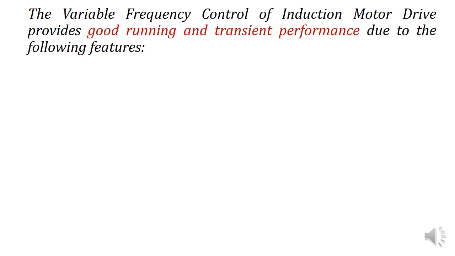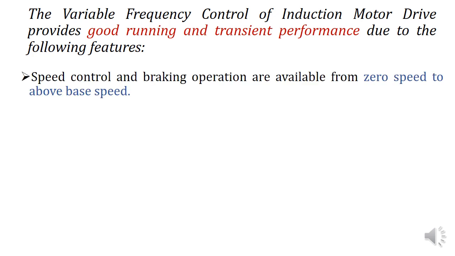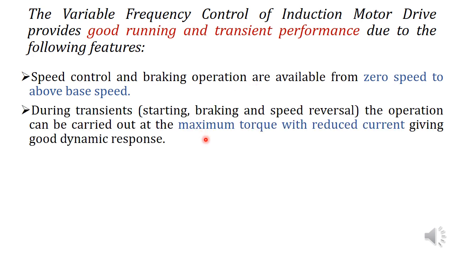Now, let's see what advantages or features a V by F controlled induction motor drive has. The variable frequency control of an induction motor drive provides good running and transient performance due to the following features. The speed control and braking operation are available from zero speed to above base speed. That is, from zero speed to base speed, then base speed to above base speed, all these operations are possible with V by F control. Then, during transients, that is, during starting, braking and speed reversal, the operation can be carried out at the maximum torque with reduced current, giving good dynamic response.